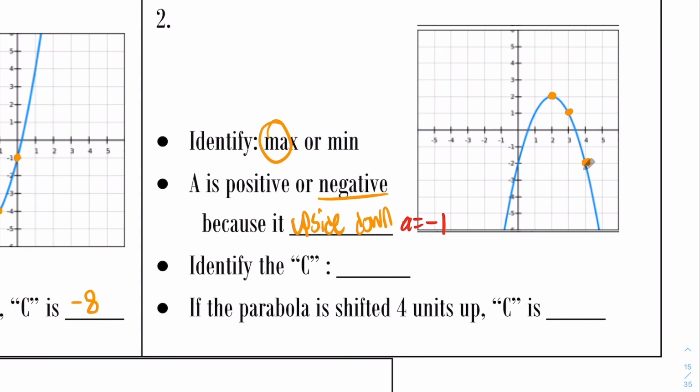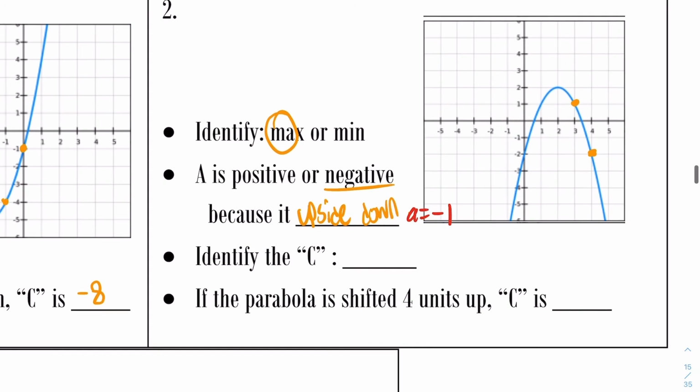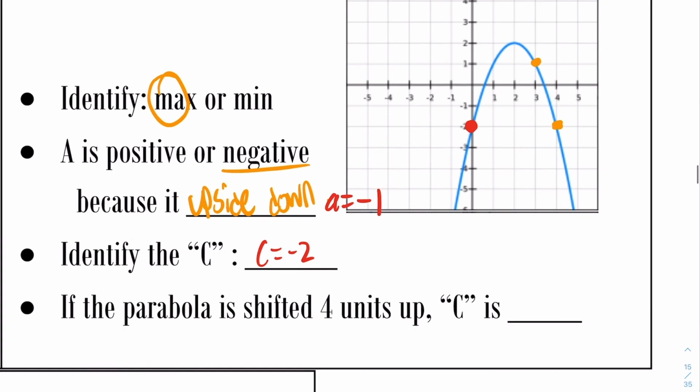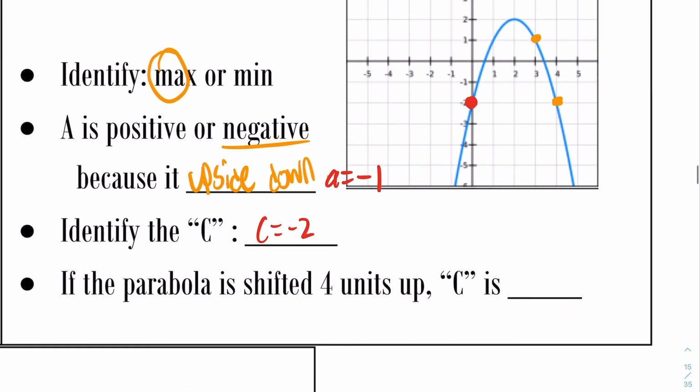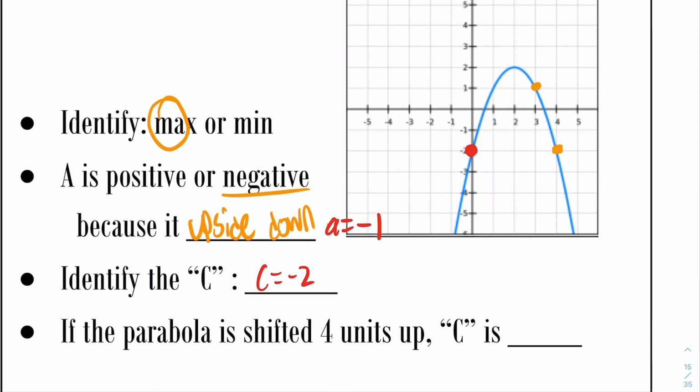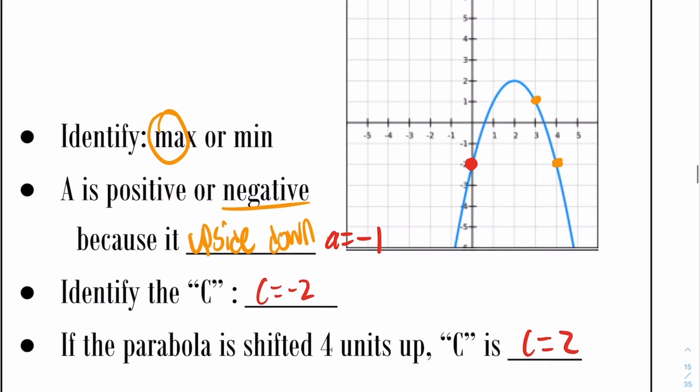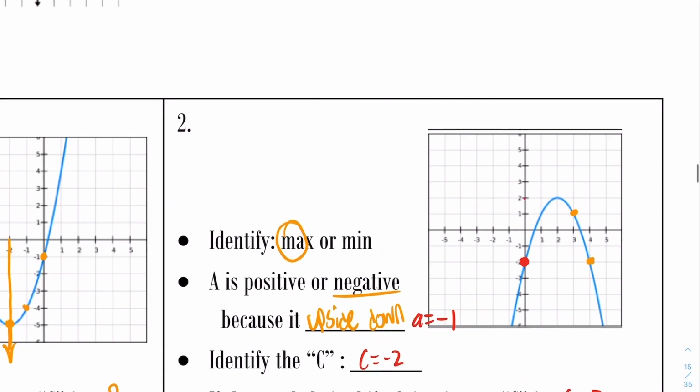Identify the c. The vertex is shifted 2 units up, but the vertex is not the same thing as the c, because the c is the y-intercept. The c is going to be -2. If the parabola was shifted 4 units up, then c would be 4 more than that -2, so then c would be equal to 2. And that would just take the graph and move every little space 4 numbers up.